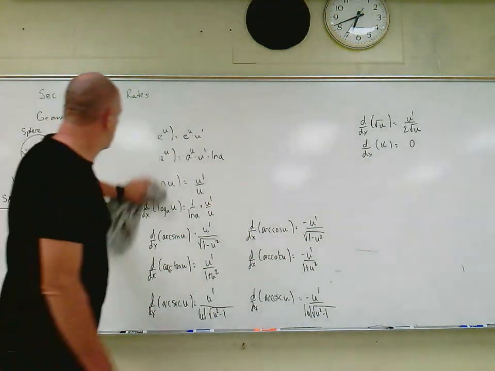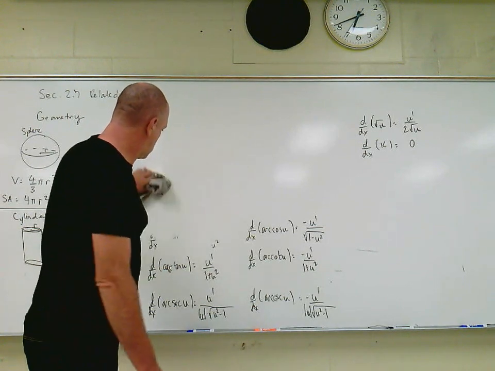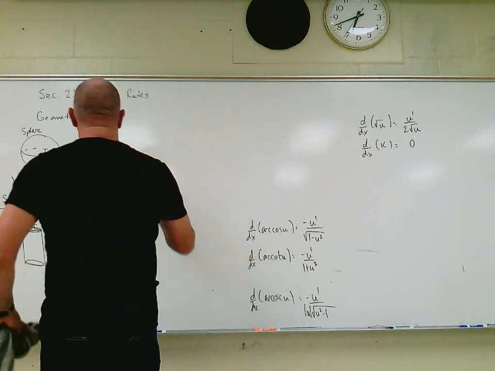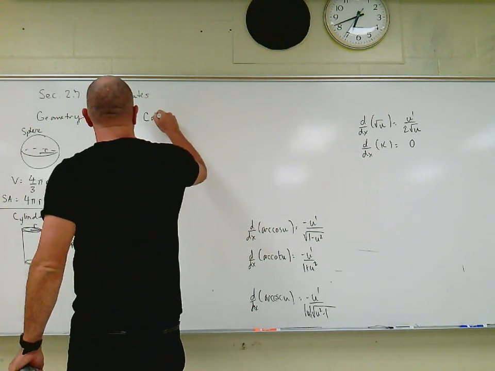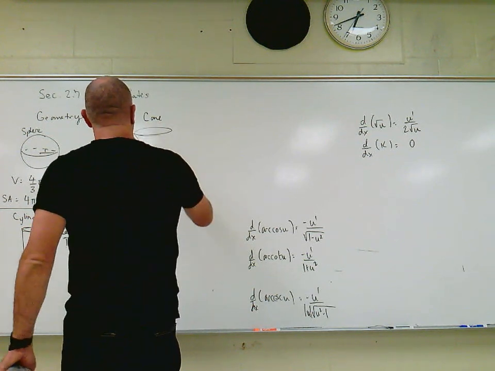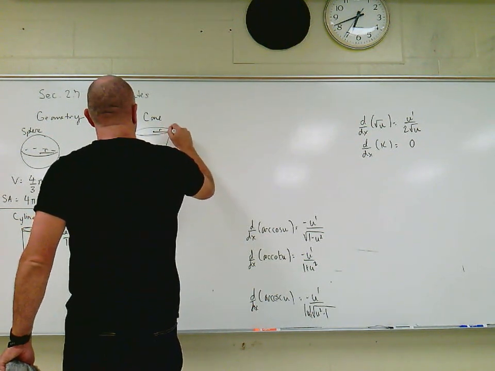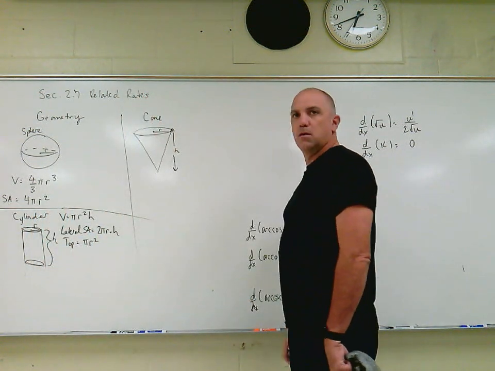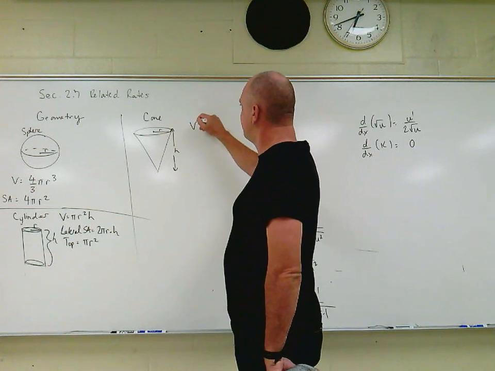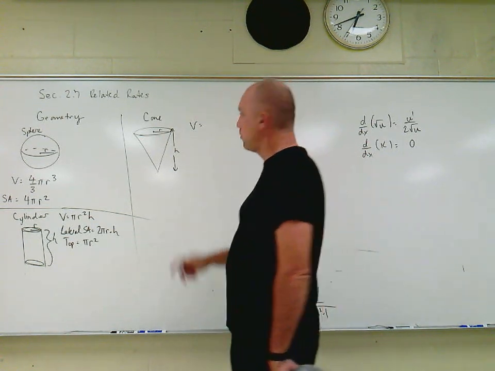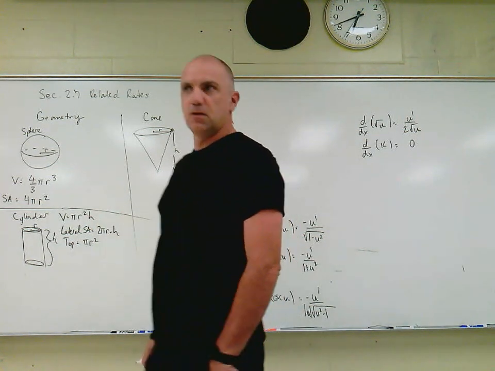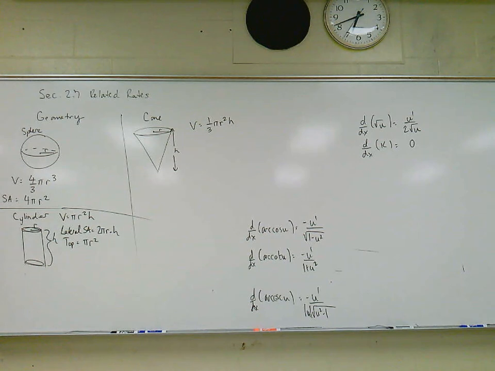Okay, I'm running out of room. All right, the last 3D one we'll do is a cone. Anybody know the volume of a cone? 1/3 pi r squared h. So if you can remember that a cylinder is pi r squared h, you can remember a cone. It's 1/3 pi r squared h.